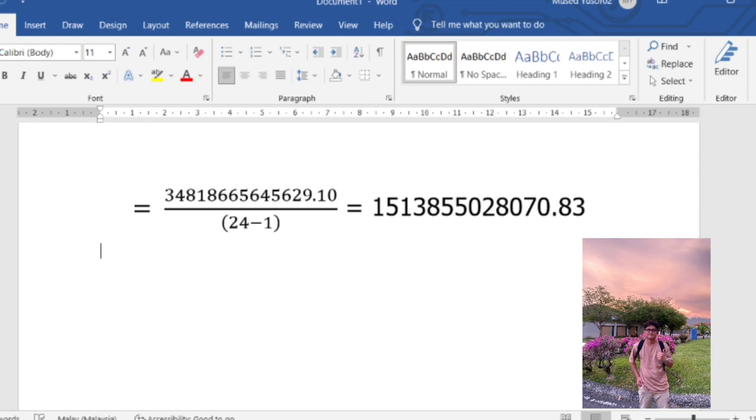After we multiply the data international and domestic, we get 34818665645629.10. So divide by 23 because we have 24 minus 1, so we can get the answer: 1513855028070.83. So this is covariance. So the relationship between domestic and international is a positive linear relationship, as the digitalization has impacted the domestic, it also impacts the international.